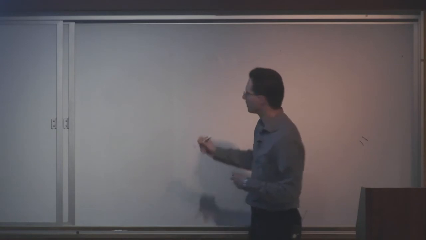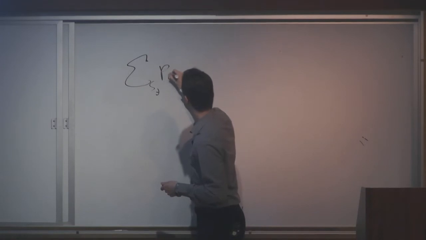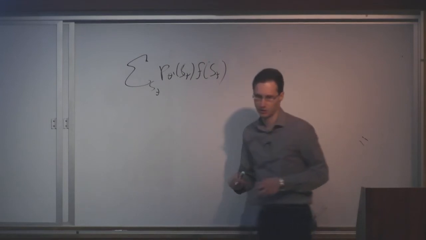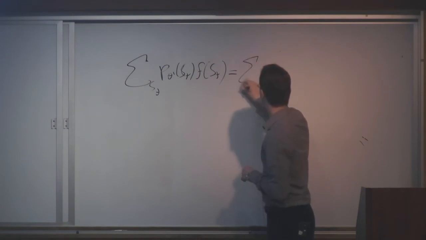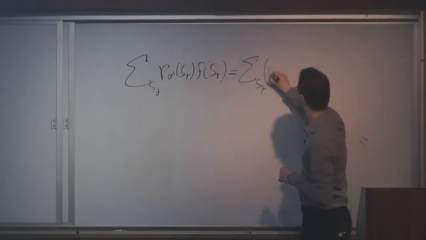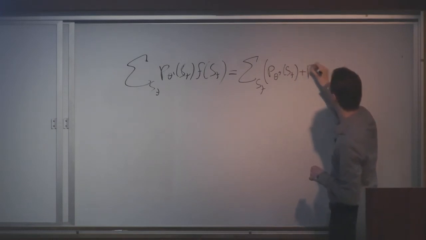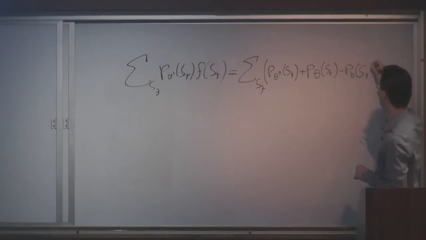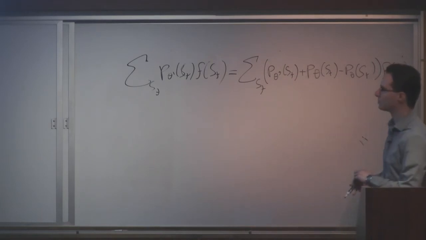So here is the actual relationship we're going to show, and I will derive this on the board. All right, so we start off with a sum over st of p theta prime of st f of st. That's just the left-hand side of this. And now this is equal to the sum over st of p theta prime plus p theta minus p theta. All right, so this is everyone's favorite trick. Just add something and then subtract it back out again. And this is multiplied by f of st.